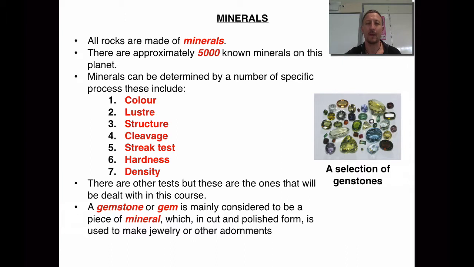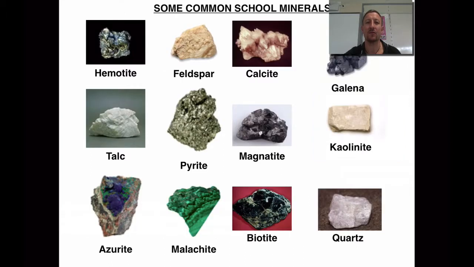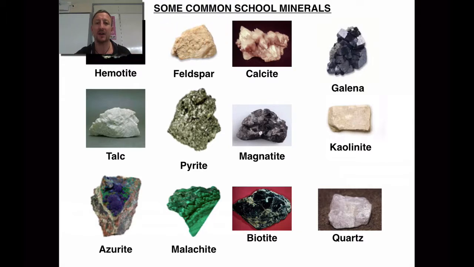Okay, so let's look at some of the minerals that we'll have in school. The main ones here are the ones that we use at St Hilda's. We've got hematite, feldspar, calcite, galena, talc, pyrite, magnetite, kaolinite, azurite, malachite, biotite, and quartz. However, there are many more, but these are the ones that we use here. Now, the pictures, although you may think, oh, they'll all look like this, they don't. Some will vary depending on where you take the mineral out in the world. So then they won't always be like you see in the pictures here.